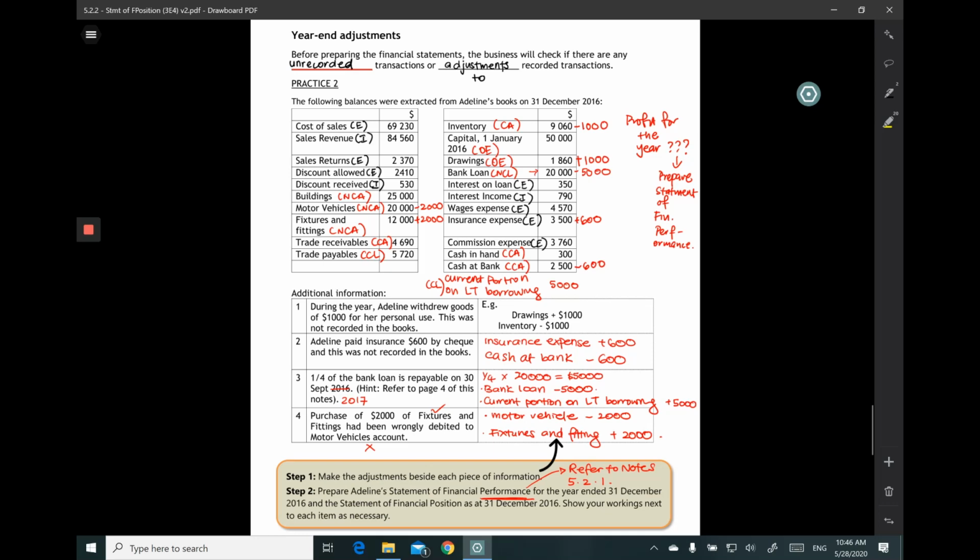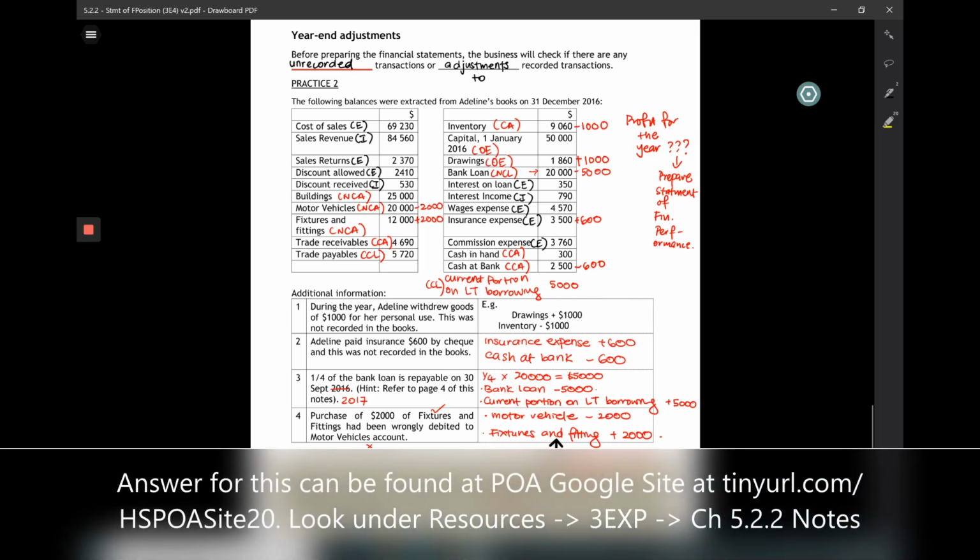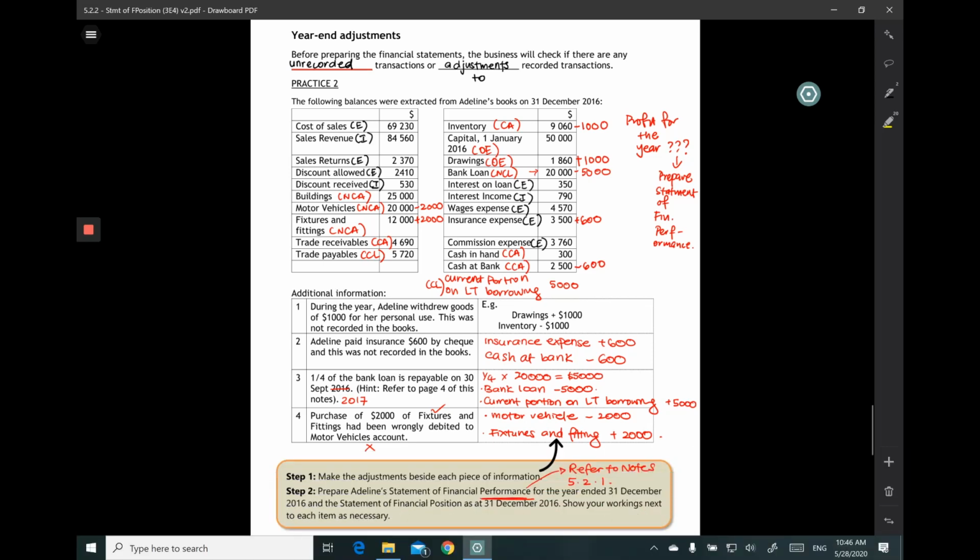Okay, so I need you to try this question on your own. If you need to find out what the final answer is or how the answer looks like, you can go to tinyurl.com HSPOA site 20, which is our POA Google site. All right, so that's all for this lesson. Please try this out on your own and then check against the answer that I've posted on our Google site. Okay, that's all for today. Goodbye.